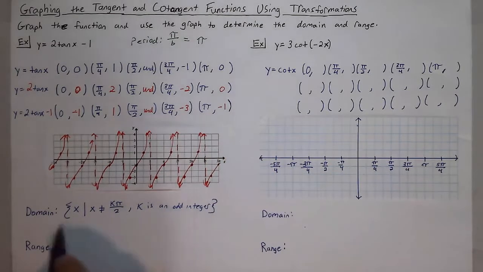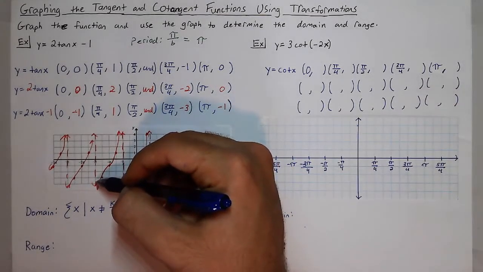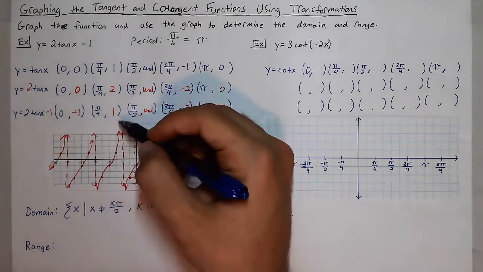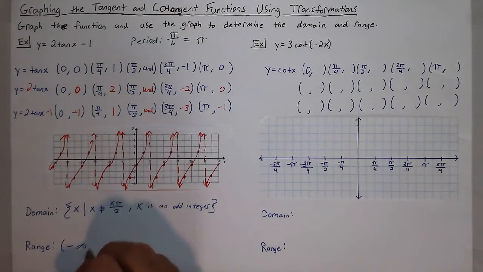And this is set notation for doing domain and range. It just lets me know that I can use any x I want to, just not these particular ones. Now the range for this, you'll see here, it follows these asymptotes as far down as they go and as far up as they go. So the range is just going to be negative infinity to positive infinity. It'll hit every y value possible.